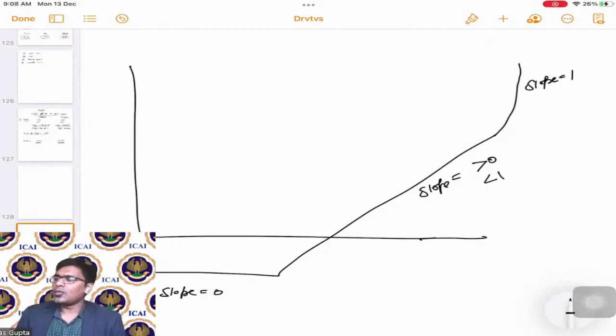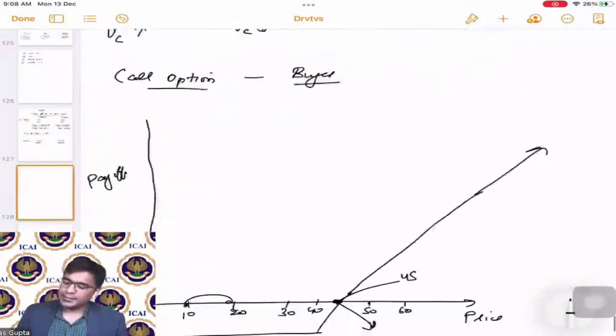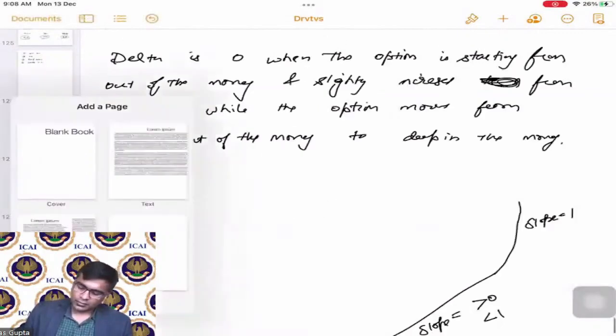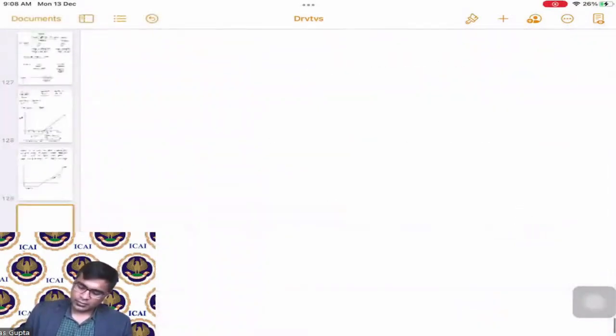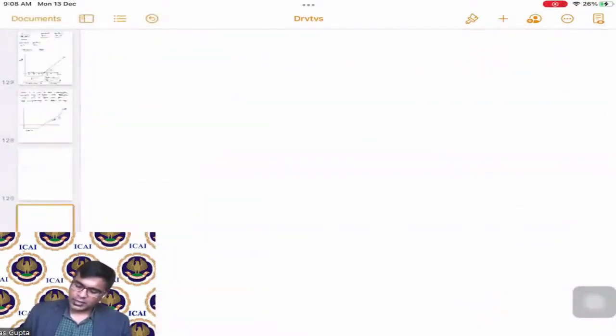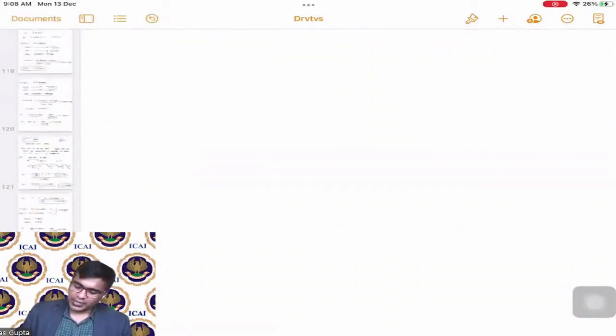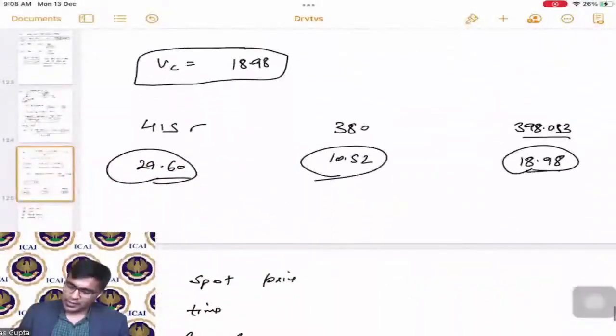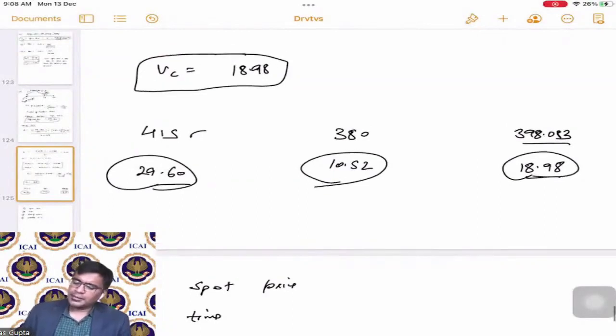Namita is asking how drastic the impact will be. Please give an example. Okay, Namita. So for example, we can prove this actually from the previous question only, where we have seen the different types of spot prices. See, Namita, if I ask you to calculate the delta here, correct? How will you calculate the delta?